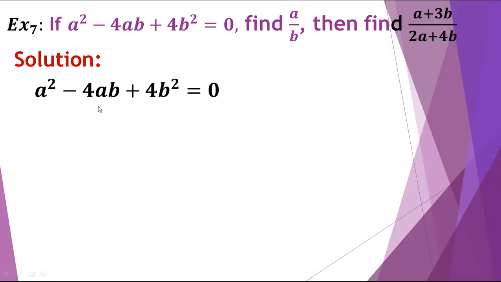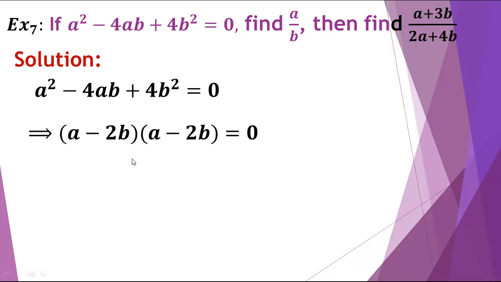And the middle term must satisfy the rule: positive or negative 2 times the root of the first times the root of the second. That means this trinomial is a perfect square trinomial. And the perfect square trinomial can be factorized into 2 brackets the same, or bracket power 2. We can take the square root of the first, a power 2 is a, and take the square root of the last term, 4b power 2, the square root of 4b power 2 equals 2b, and take the same sign of the middle term, negative.